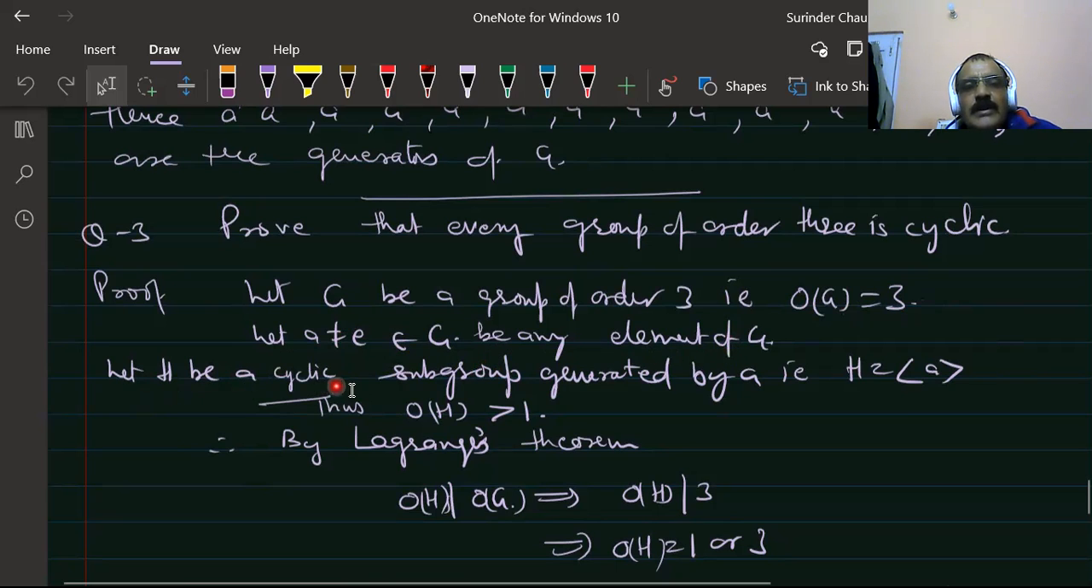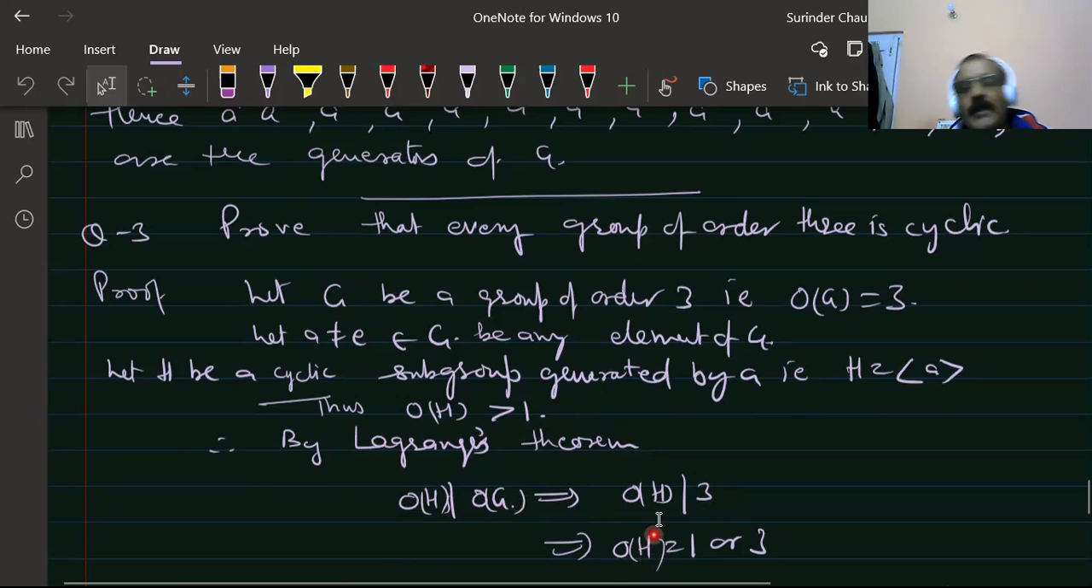Let H be the cyclic subgroup generated by A. So the order of A is not 1. The order of H comes out to be 1 only if A is equal to E, since the order of E is equal to 1. So if A is not equal to E, then the order of H must be greater than 1. Therefore, by Lagrange's theorem, the order of H divides the order of G, which is 3.